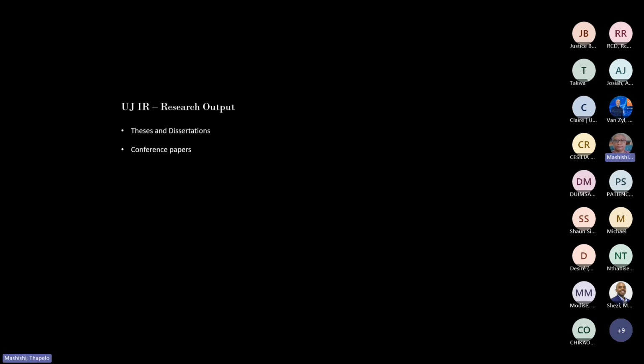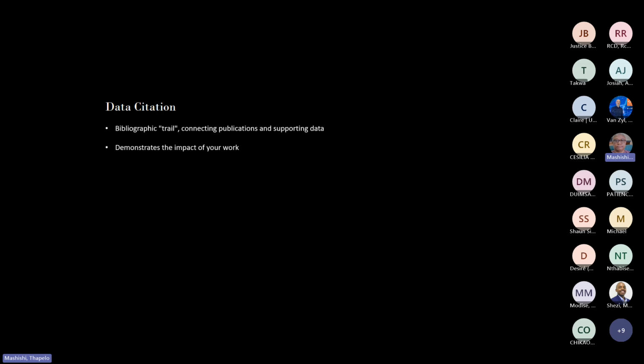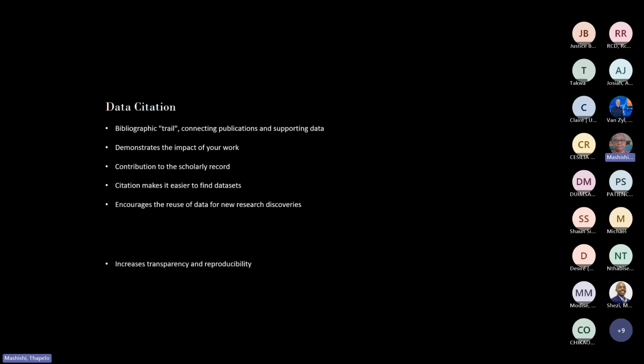Conference papers, these are conference papers written by academics or students, journal articles, books or book chapters, and other research data are also in the IR. Also data citation, the bibliographical trail, connecting and publishing and supporting data. This demonstrates the impact of your work, because this is how the repository assists in promoting your work. And also it contributes to the scholarly record. And the citation makes it easier to find data sets. It also encourages the reuse of data for new research and discoveries, and also increases transparency and reproducibility of the work.